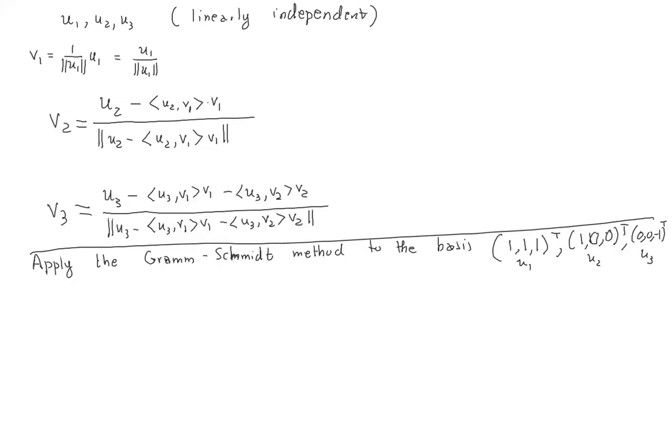Okay, so first I normalize U1. So what is the norm of U1? It's square root of 3, right? So V1 is going to be 1 over square root of 3, 1 over square root of 3, 1 over square root of 3. Okay, so far so good. This is indeed a unit vector, and it will be our first vector.